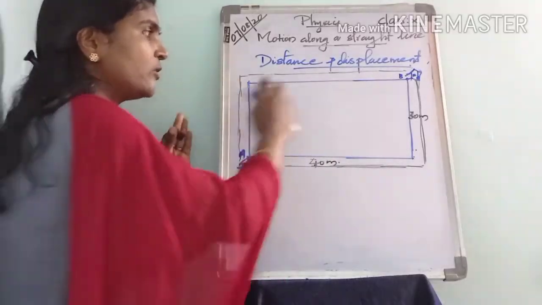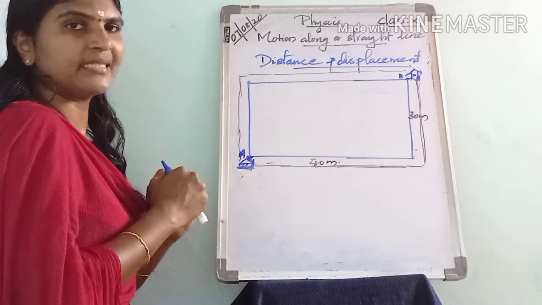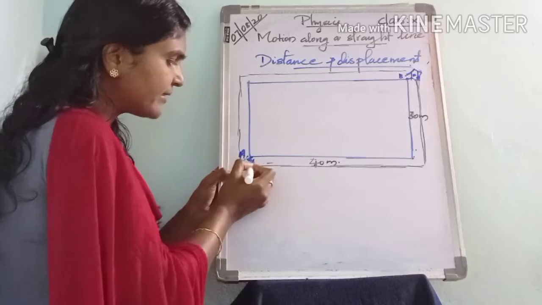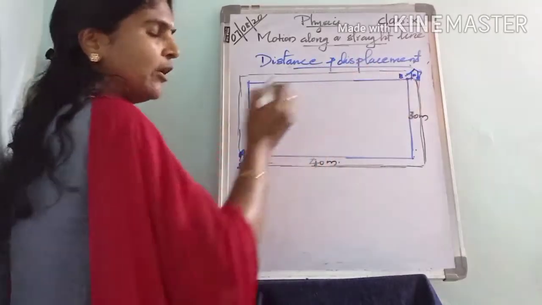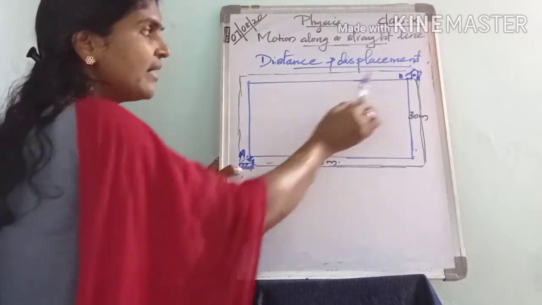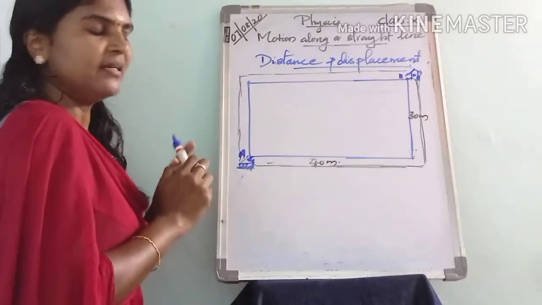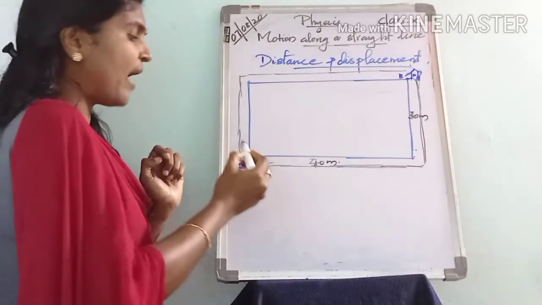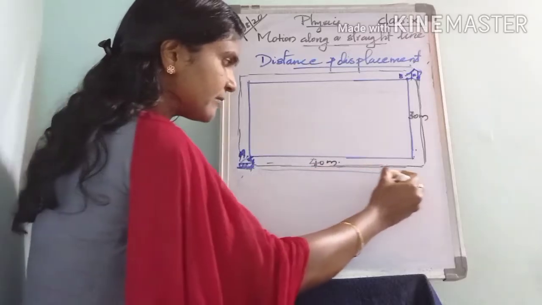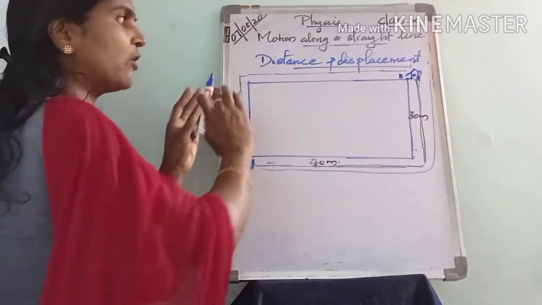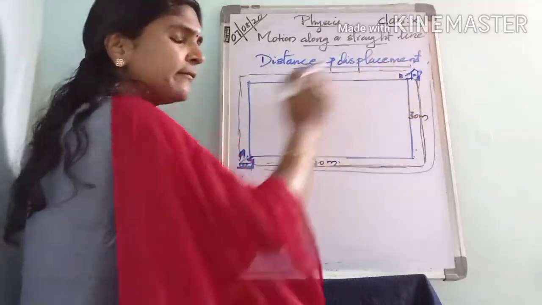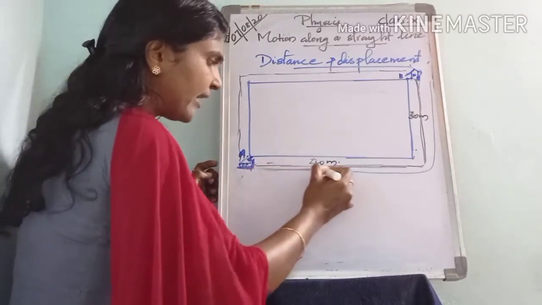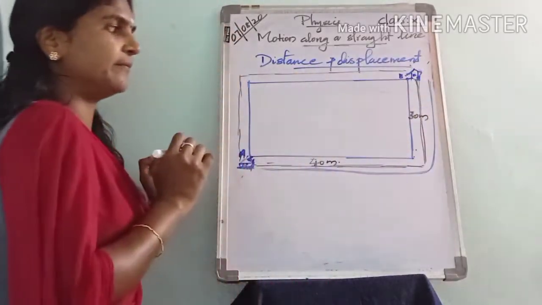Actually, this is the top view of a park, isn't it? Your house is located here, and here is your friend's house. Suppose you want to move to your friend's house, you have to cover this much path length. Along all sides of this path, there is a road. To move to your friend's house, you have to cover this much path length.